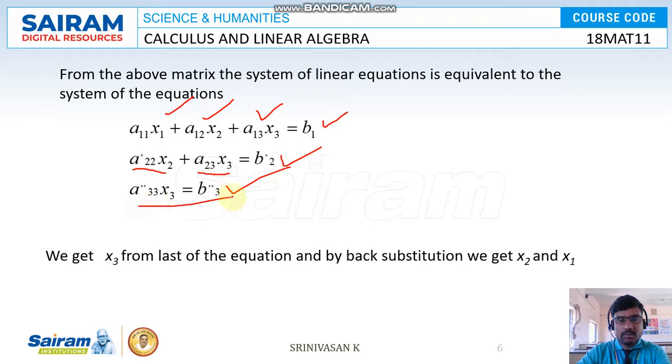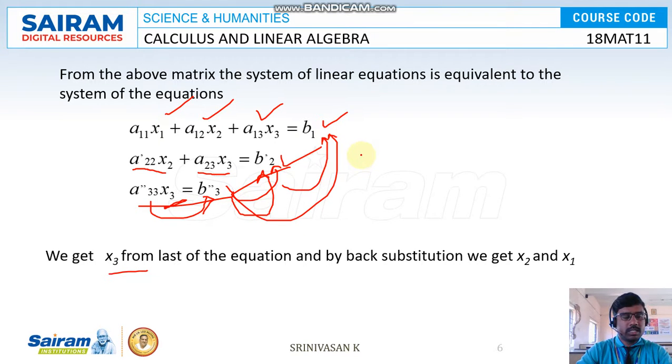Clearly, if you solve this, we get the x3 value from the last equation. After that, we substitute it into the second equation to get x2, then the x3 and x2 values are substituted into the first equation to get x1. Clear? To get x3, we take the constant to the opposite side and get the x3 value. The x3 value is substituted in equation 2, and we get the x2 value. The x3 and x2 values are substituted in equation 1, and we get the x1 value.